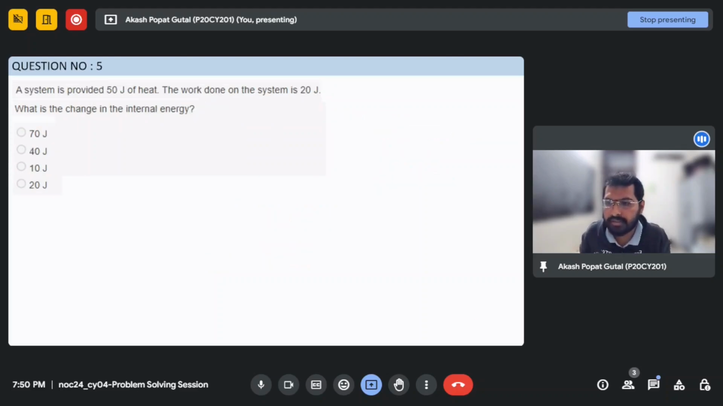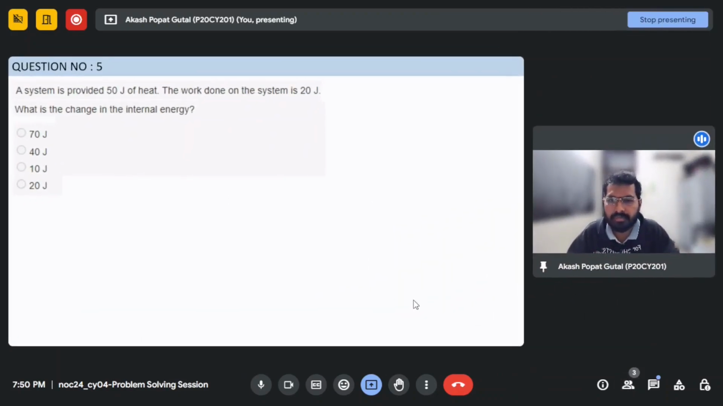Next question is, a system is provided 50 joule of heat. The work done on the system is 20 joule. What is the change in the internal energy? This is also simple. You just calculate.